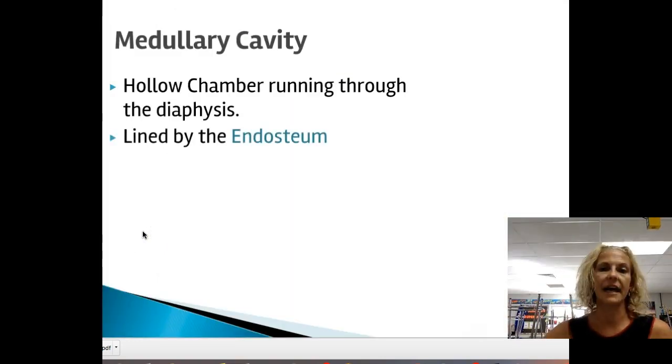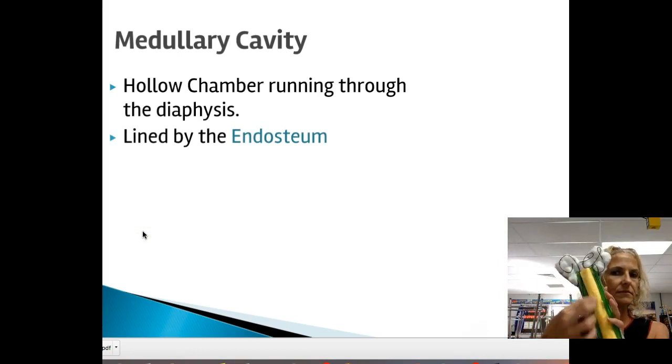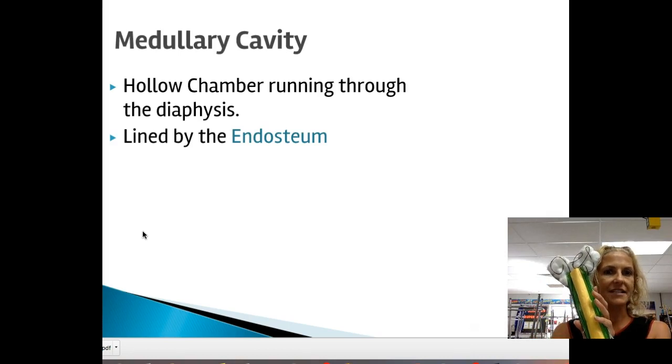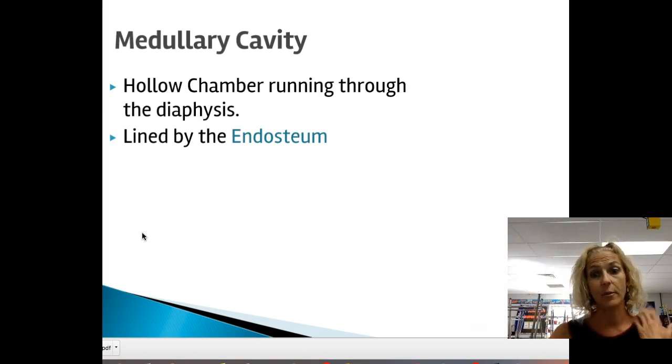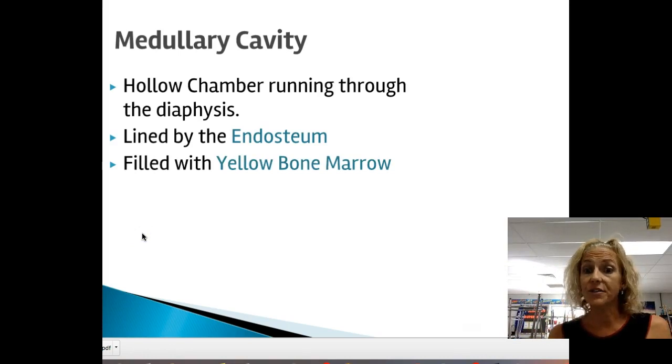So that medullary canal, again, I'm going to go to the student model found here. The medullary canal contains yellow bone marrow, and it's lined again with a connective tissue similar to the periosteum. It's called endosteum, inner bone lining. That also has osteoblasts that help with repairing damage to bone and new growth of bone.